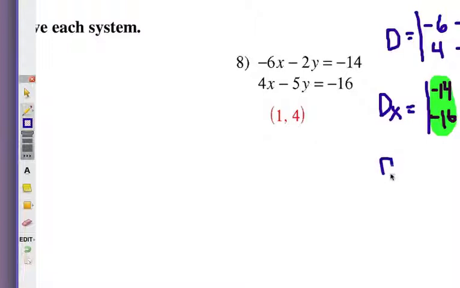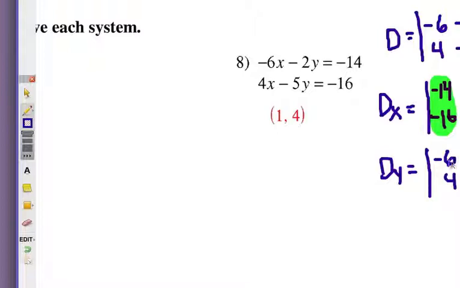Now let's do the determinant of the y's. The x coefficients are going to be the same, -6, +4. But instead of the y coefficients, which were -2, -5 right here and right here, we'll substitute in these numbers here from the constants. So -14, -16.